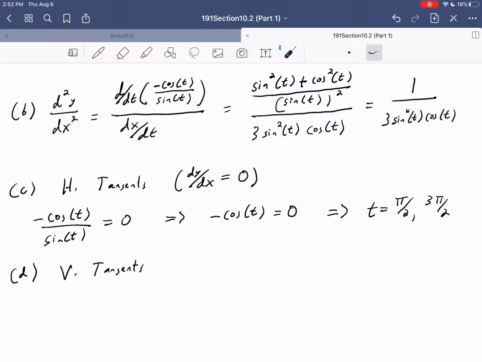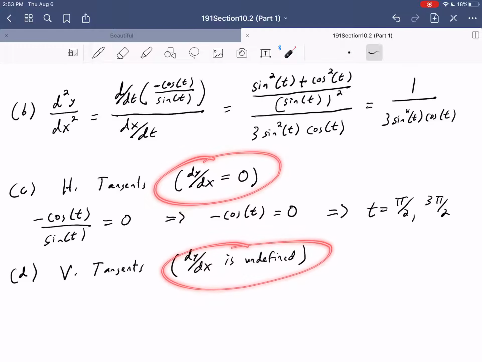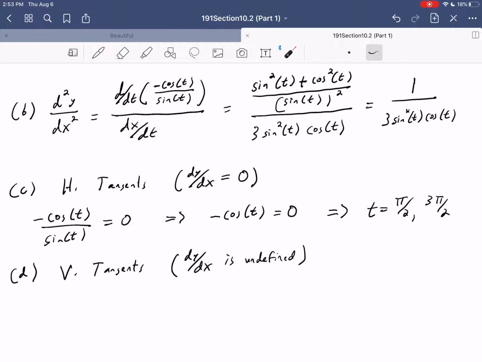So vertical tangents are also important for understanding the graph of something. They're sharp corners, in other words. So if we think about that, that's where dy/dx is undefined. Horizontal tangents are where the derivative is 0. Vertical tangents are where the derivative is undefined.